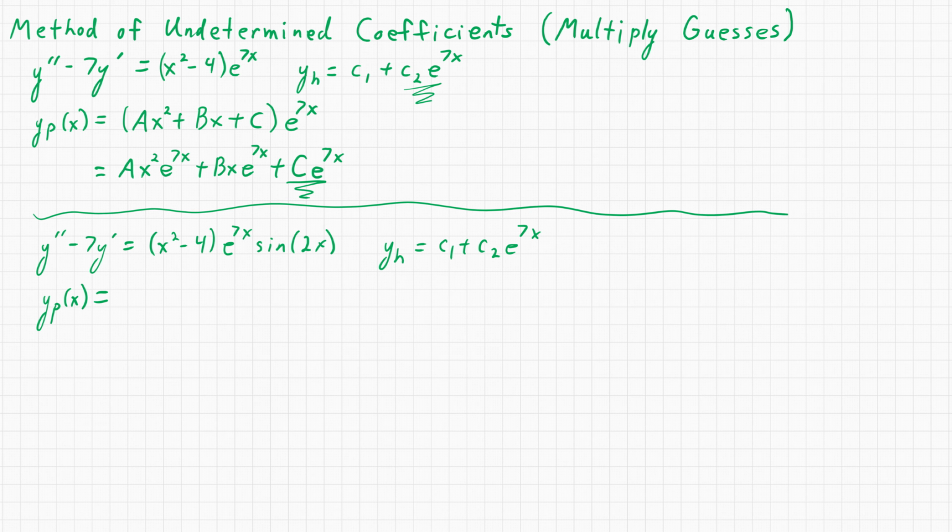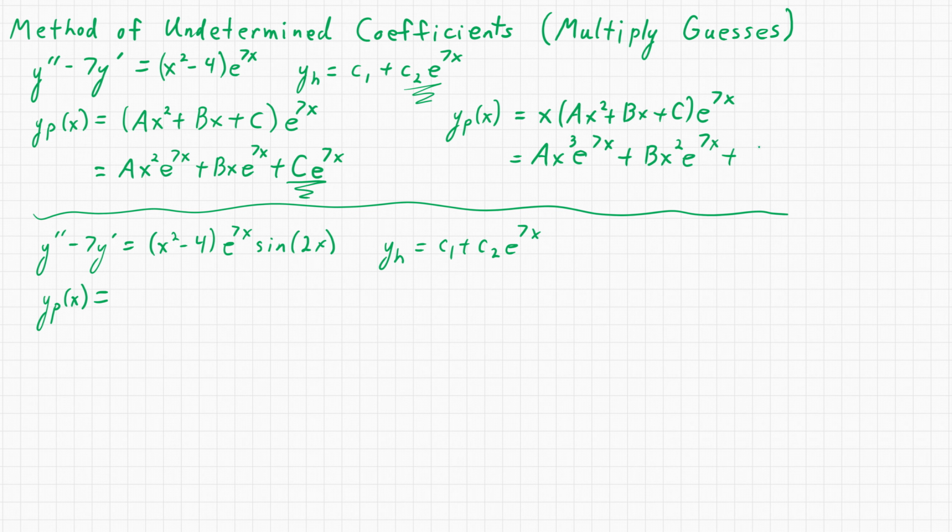So instead, we have to guess y particular of x. We just multiply the whole thing by x. So it ends up being x times (ax squared plus bx plus c) times e to the 7x. If you multiply that one out, you end up with a x cubed e to the 7x plus b x squared e to the 7x plus c x e to the 7x.